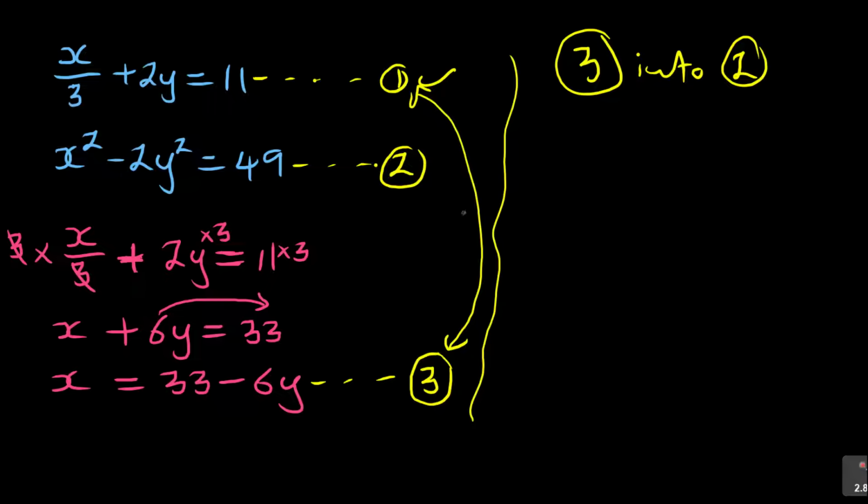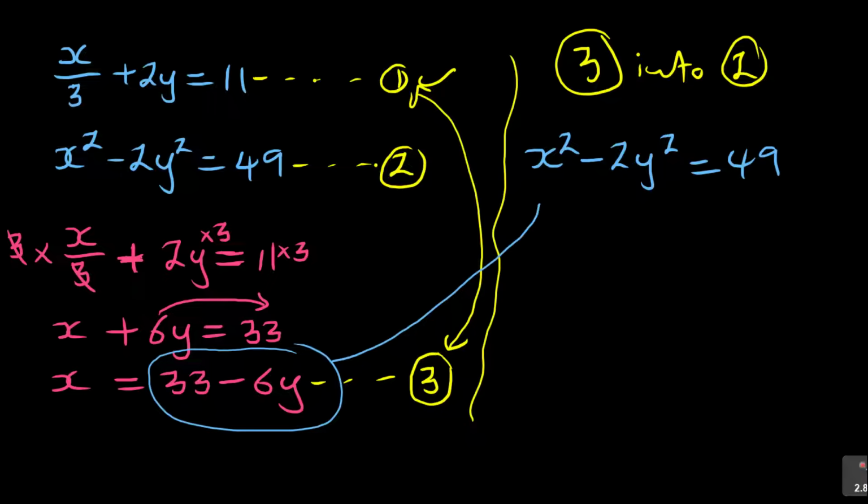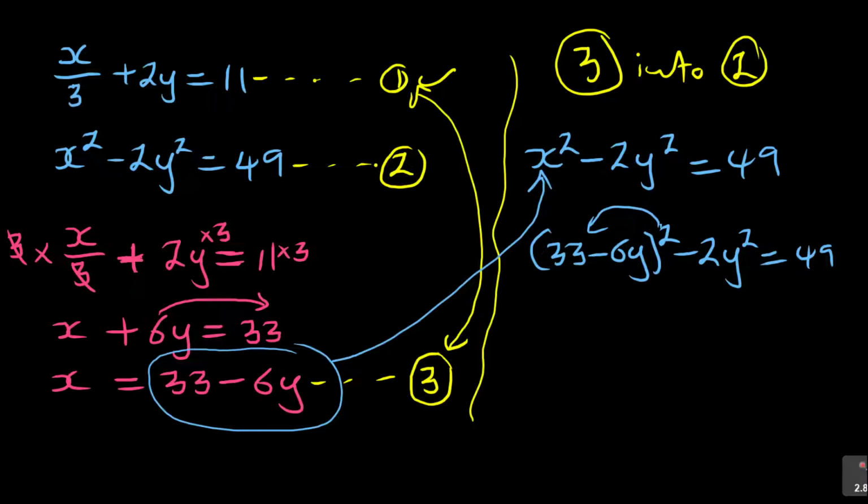What does it mean? It means I take equation 2, x squared minus 2y squared is equal to 49. Where there is x, I now put this value: 33 minus 6y comes there, but in brackets. So I've got 33 minus 6y, squared, minus 2y squared is equal to 49. That's why you put that in bracket. But be careful with that squared. Don't say it's 33 squared minus 6y squared. No, no, no. Remember the expansion I said?